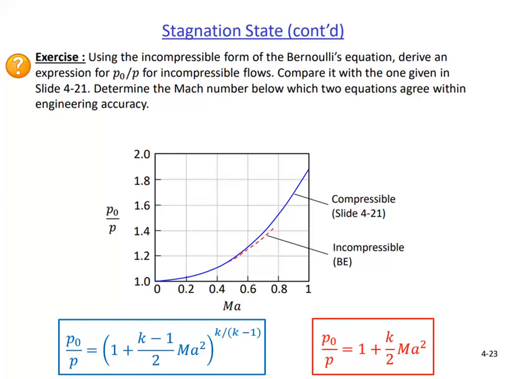As seen in the plot, these two relations predict almost the same ratio for Mach numbers less than 0.5. To be more specific, up to Mach number 0.45, the difference between the curves is less than 5%. As the Mach number increases, the compressibility effects become more and more important, and the curves start to deviate from each other.